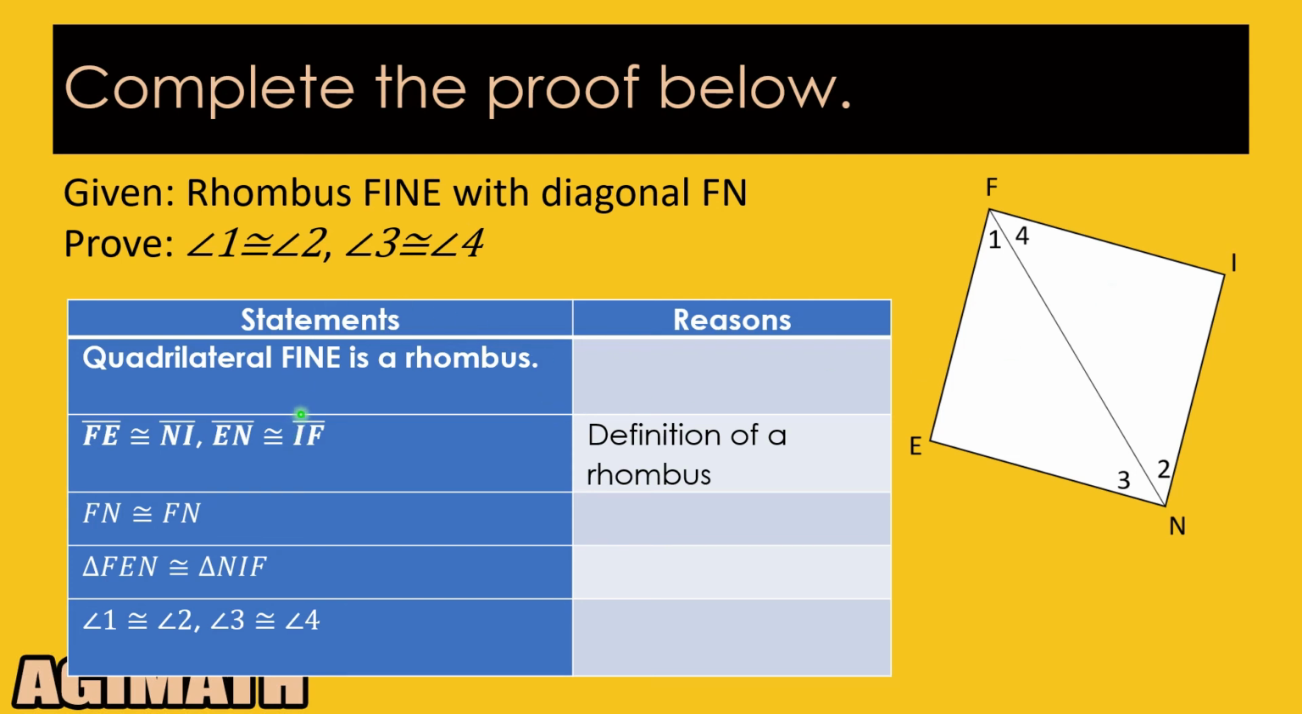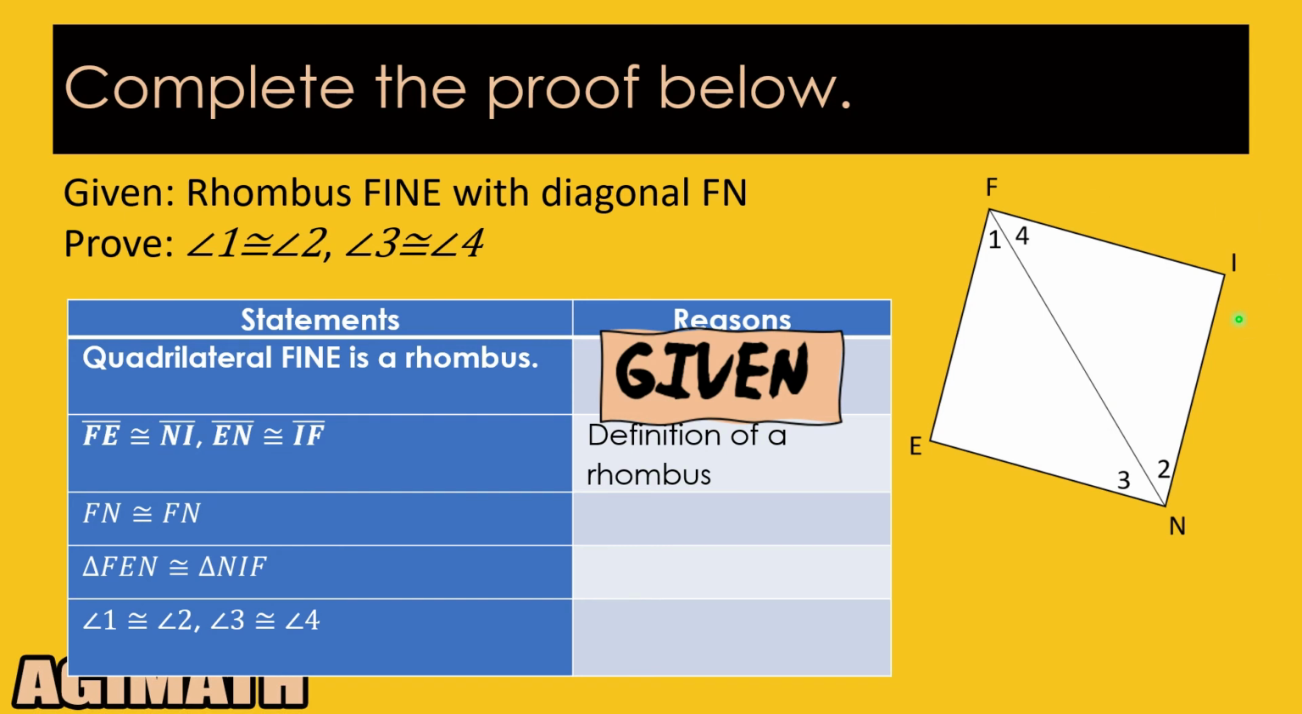For the two-column proof, it is composed of the statements and the reasons. And again, this is not hard because you are already given the statements. You are only to supply reasons. Now, quadrilateral FINE is a rhombus, and that is very obvious because when you look at the given, that is the given. That's why your reason is given. Next, FE is congruent to NI. EN is congruent to IF.